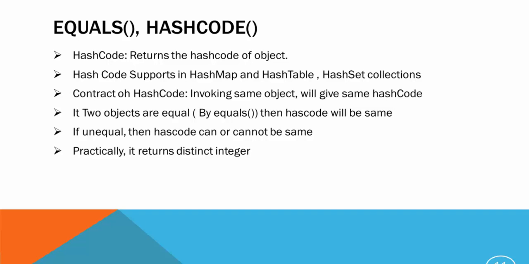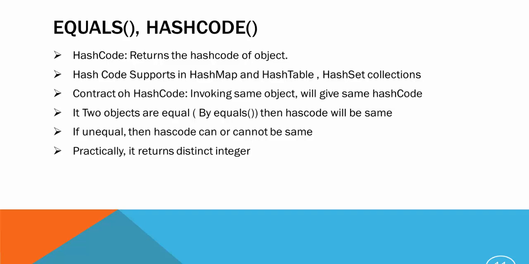The contract of hash code is basically that invoking on the same object will give the same hash code. So if I say String s is equal to Shiv, and I say s.hashCode() the first time, it will give say value 1234. The second time if I say s.hashCode(), it should give me the same hash code.